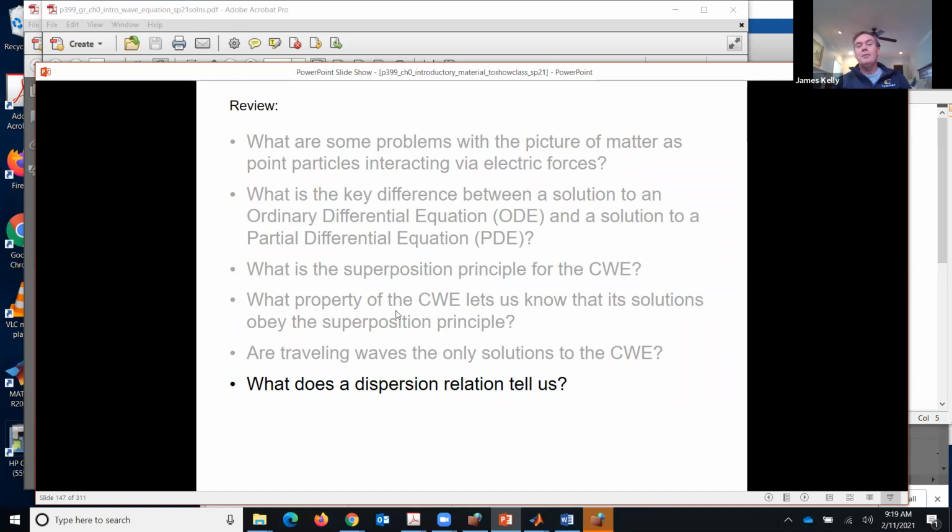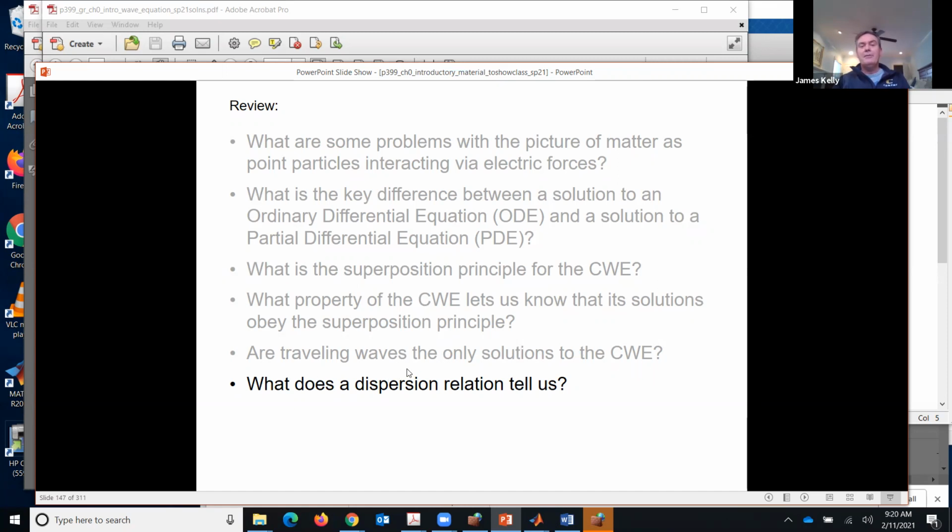More generally, the property of the classical wave equation that lets us know that its solutions obey the superposition principle is that it's a linear partial differential equation. And linearity means any linear combination of solutions is a solution. And the superposition principle, well, if you add two things together, that's a very specific kind of linear combination. So the superposition principle and linearity are almost the same thing. Linearity is just a little bit more general.